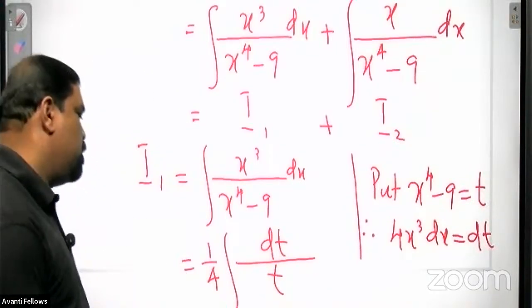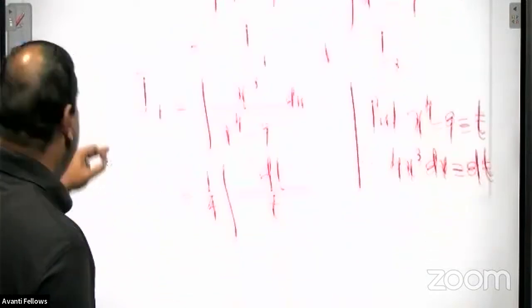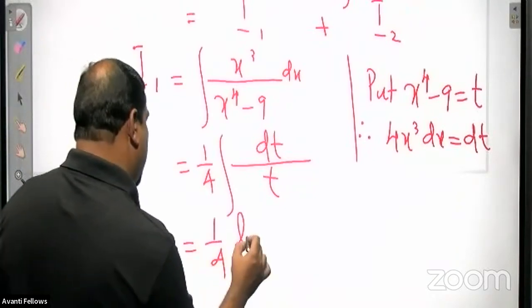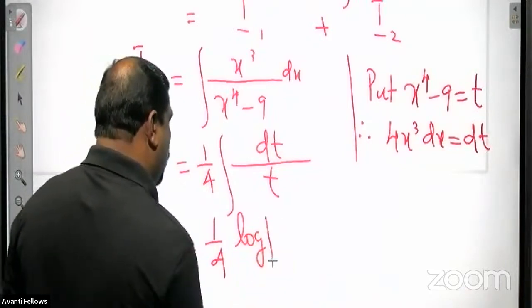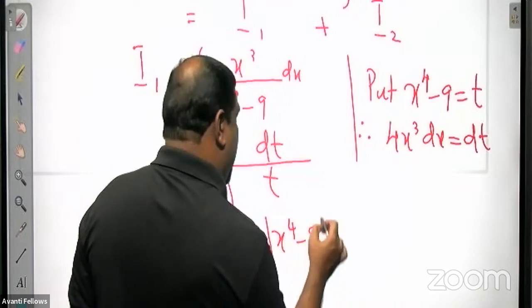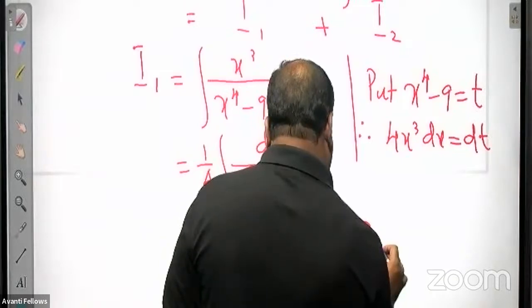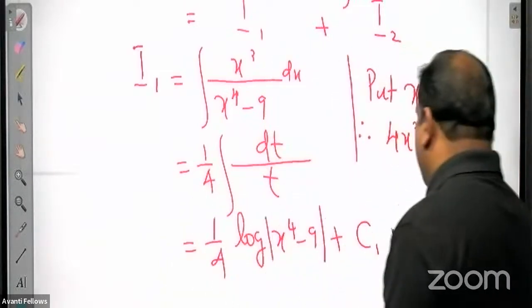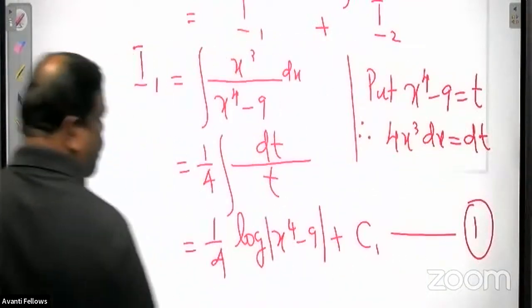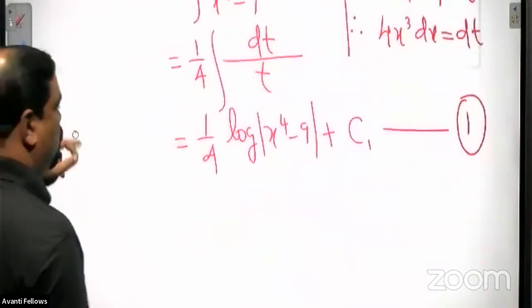So it is very easily integrable. What is the integral? Everybody knows. So that's equal to 1 by 4 into log mod t. What is t? x raised to 4 minus 9, plus some constant. So this is the first part of the integral. Let us put the constant as C1; we will put the final constant as C. We have to evaluate one more integral, na? I2.